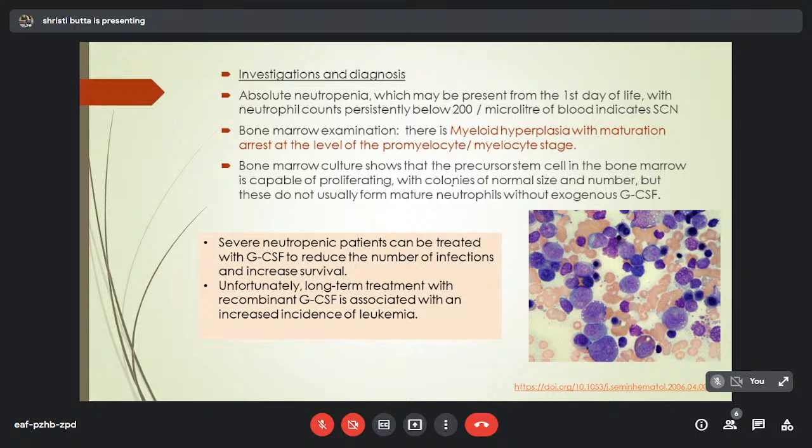Bone marrow culture shows that the precursor stem cells in the bone marrow are capable of proliferating with colonies of normal size and number, but these do not usually form mature neutrophils without an exogenous GCSF. So, such patients, if treated with GCSF, could have a very prominent survival of their neutrophils. Unfortunately, however, a long-term treatment with GCSF can result in leukemias, especially the acute myeloid leukemias. So that calls for hematopoietic stem cell transplantation.